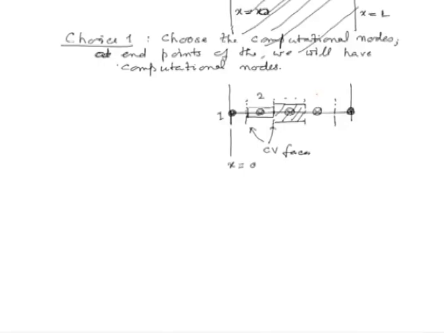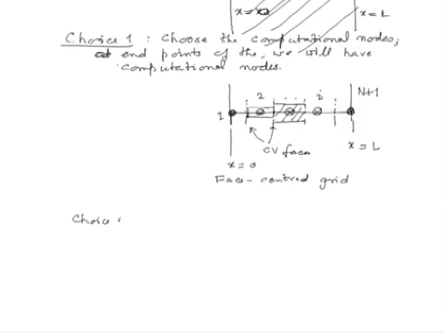This is the ith node P, and this is the last node. So, if you got n divisions, the last node would be numbered as n plus 1, which corresponds to x is equal to L. So, this is one particular grid, what we call our face centered grid. We can make another choice: the cell centered grid.